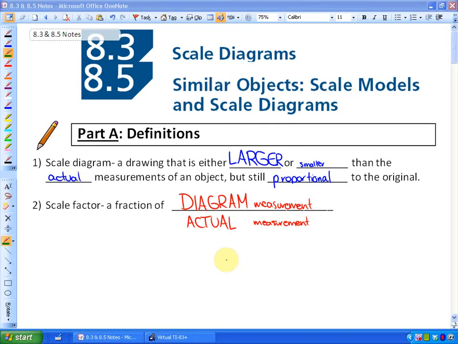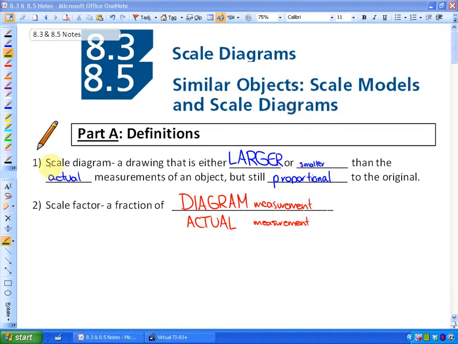Okay, in this lesson we are going to look at scale diagrams or scale models and similar objects. We have all probably seen scale diagrams or models. For example, in your science textbook, you may see a scale diagram of a human cell, which is much bigger than an actual cell. Or you may have seen a scale model of something like the Eiffel Tower in Paris, which is much smaller than the Eiffel Tower, so you can put it on your bookshelf at home.